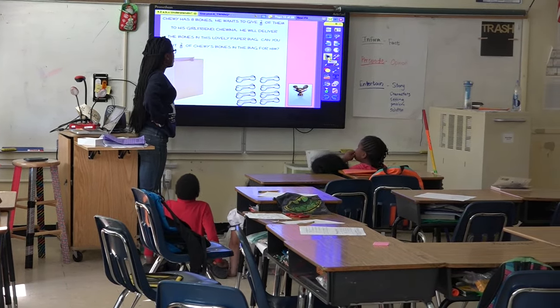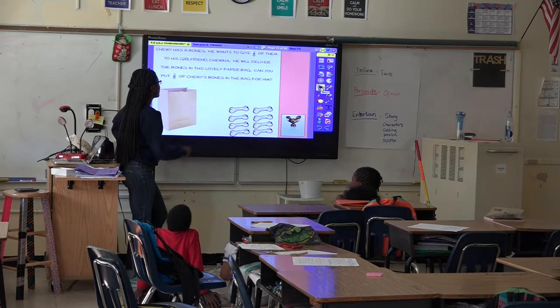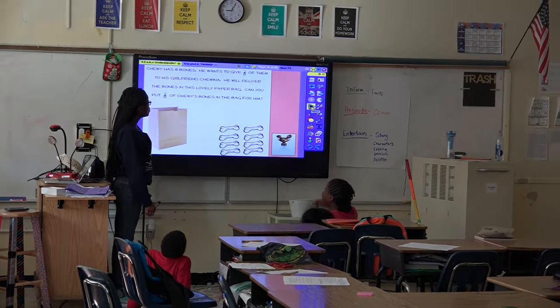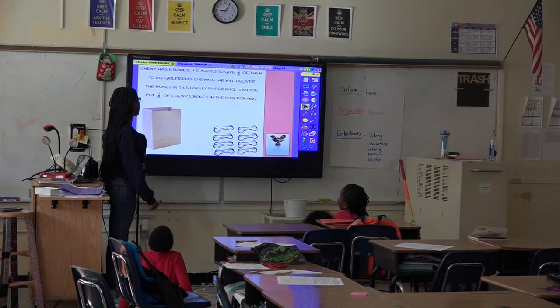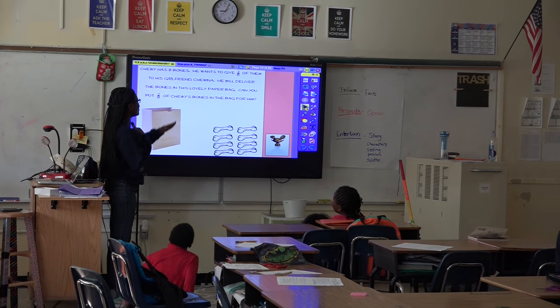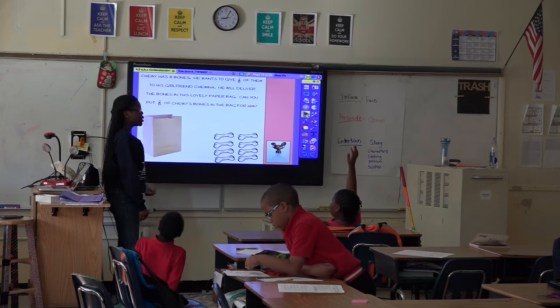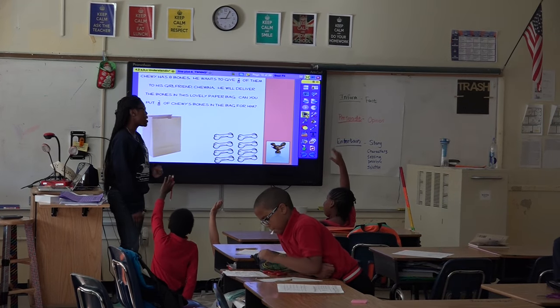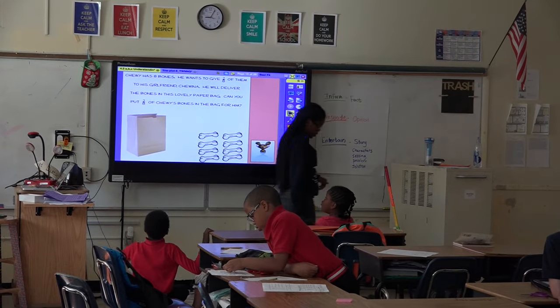Chewy has 8 bones. I guess that's Chewy right there. He wants to give 2/8 of them to his girlfriend Chewina. He will deliver the bones in this lovely paper bag. Can you put 2/8 of Chewy's bones in the bag for them? So how many bones will Chewy give his boo? Put them in the bag, please.